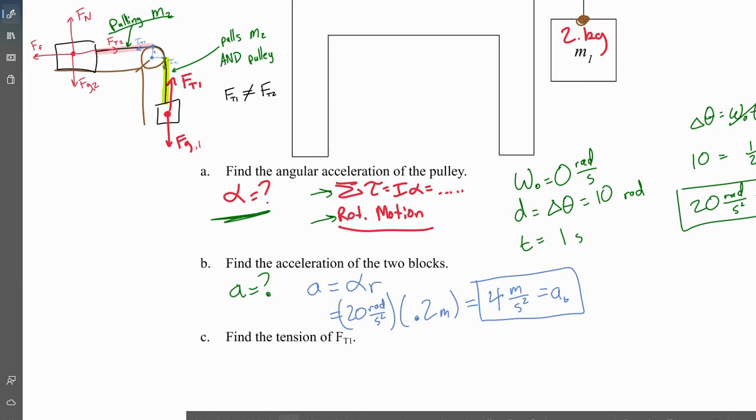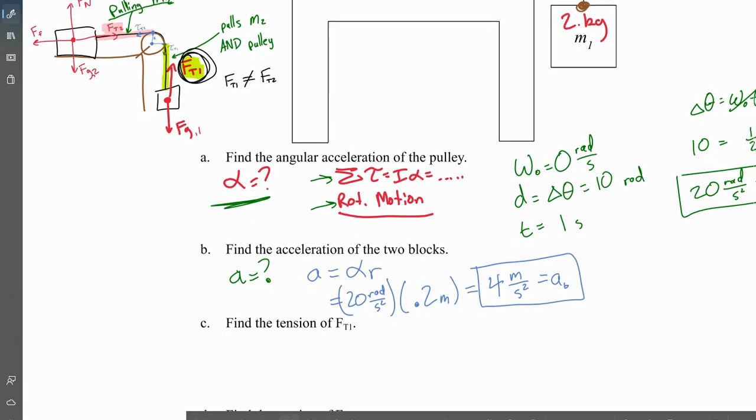interesting situations here. So now we're looking at part C where it says find the tension of FT1. Well, that means we can't just use find tension. We can't just say that because this is tension of FT1. So we're looking for this one right here. It is a different tension than the other tension is. All right, FT1 is this, and FT2 is this. They are different numbers.